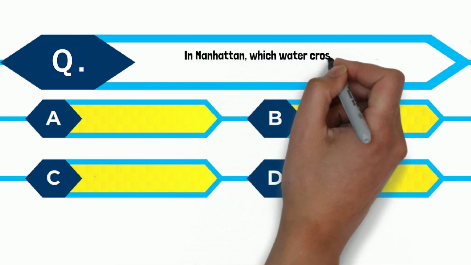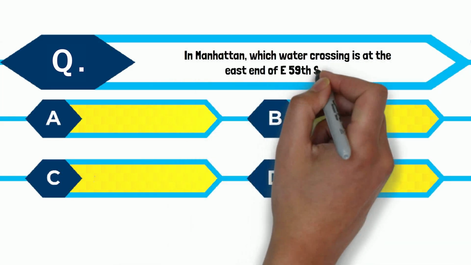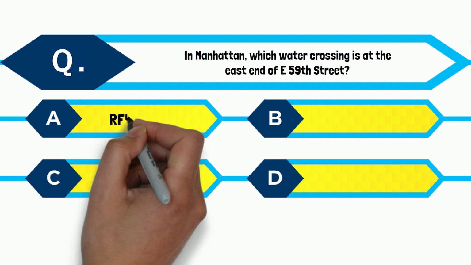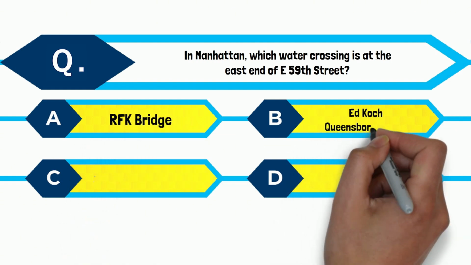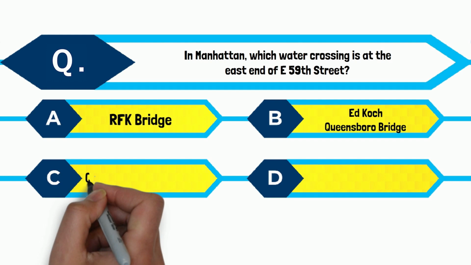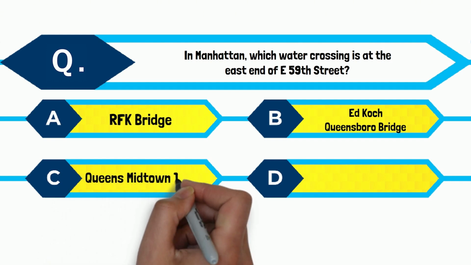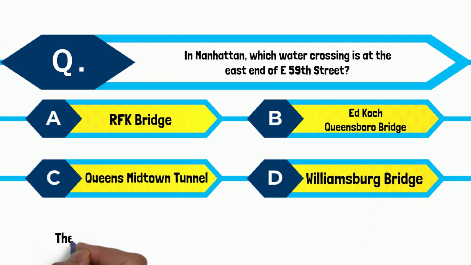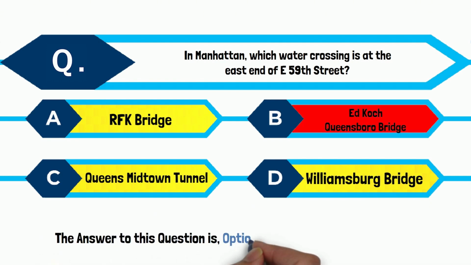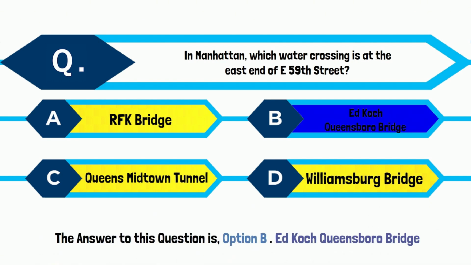In Manhattan, which water crossing is at the east end of East 59th Street? Option A, RFK Bridge. Option B, Ed Koch Queensboro Bridge. Option C, Queens Midtown Tunnel. Option D, Williamsburg Bridge. The answer to this question is option B, Ed Koch Queensboro Bridge.